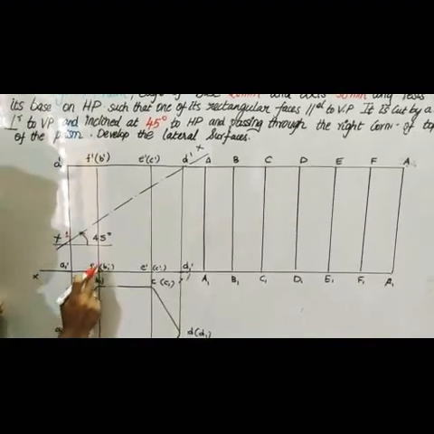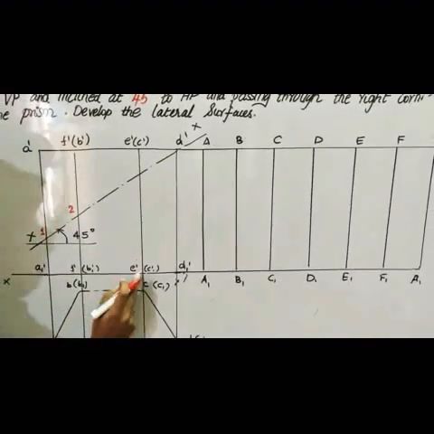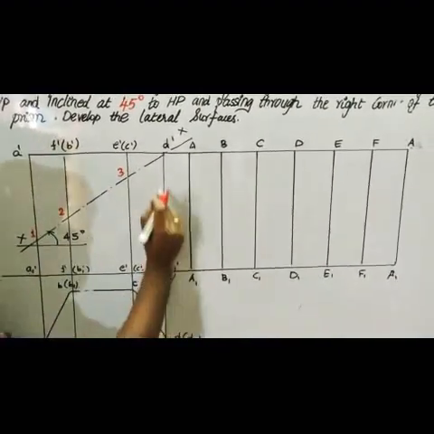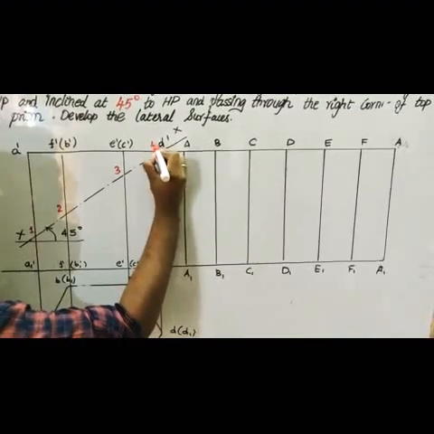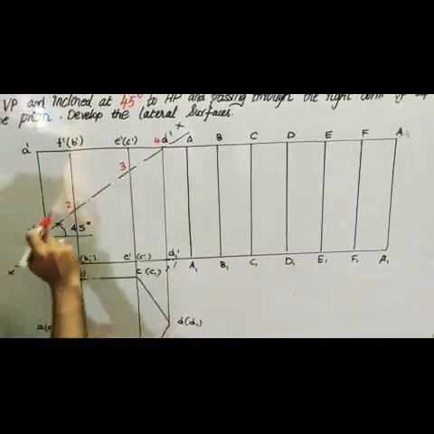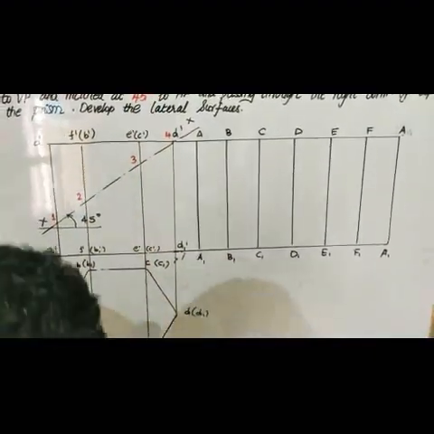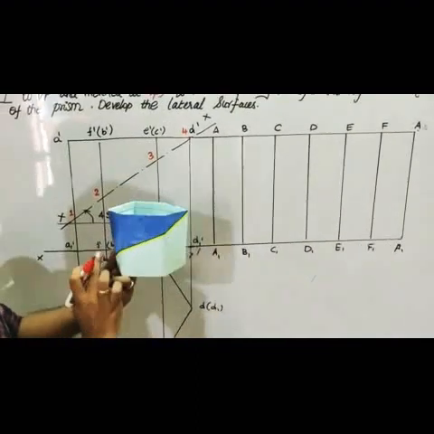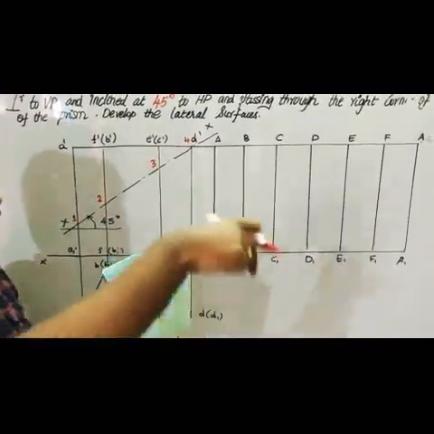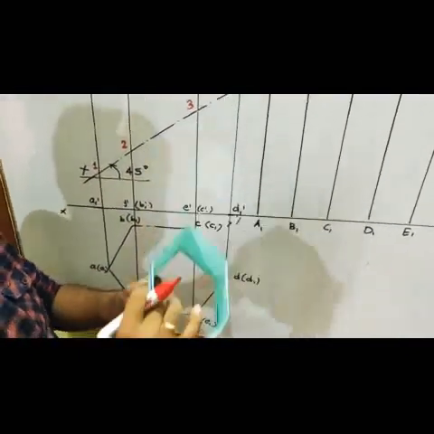And again it is passing through this point, which is 2, and again through this point, which is 3, and again through this corner, which is 4, and one more corner. So this cutting plane is passing through the other side of the prism. Because the prism has 2 sides, it is passing through 1, 2, 3, 4, and also through the other side, which is your 5 and 6.